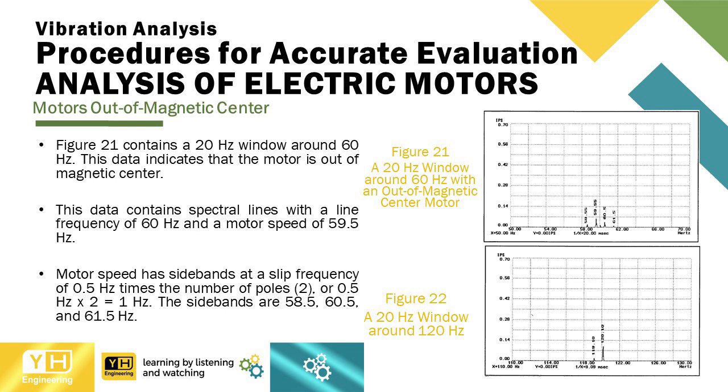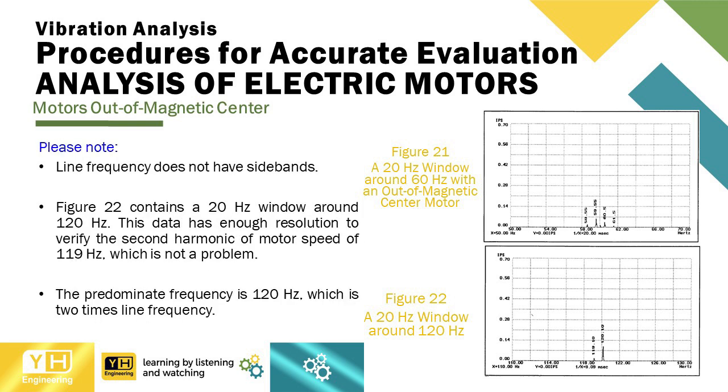This data contains spectral lines with a line frequency of 60 Hz and a motor speed of 59.5 Hz. Motor speed has sidebands at a slip frequency of 0.5 Hz times the number of poles, or 2. Or 0.5 Hz multiplied by 2 equals 1 Hz. The sidebands are 58.5, 60.5, and 61.5 Hz. Please note, line frequency does not have sidebands. Figure 22 contains a 20 Hz window around 120 Hz. This data has enough resolution to verify the second harmonic of motor speed of 119 Hz, which is not a problem. The predominant frequency is 120 Hz, which is 2 times line frequency.